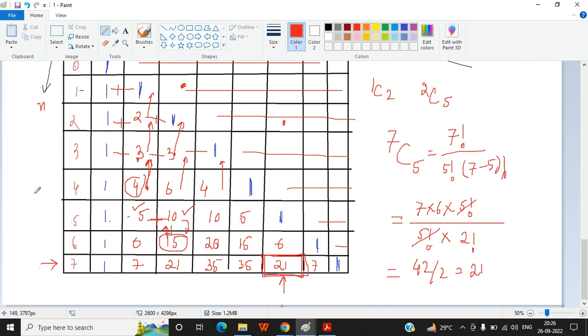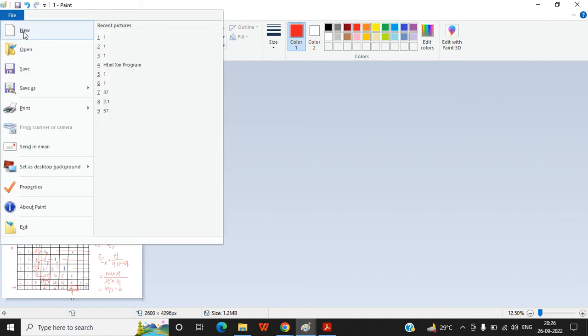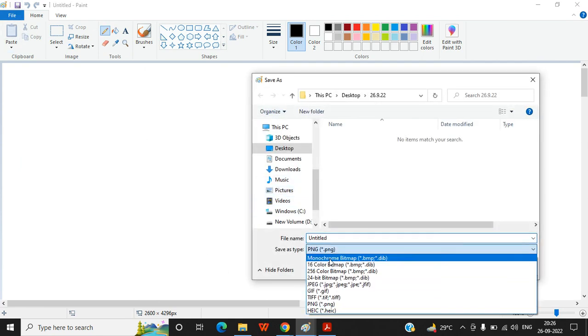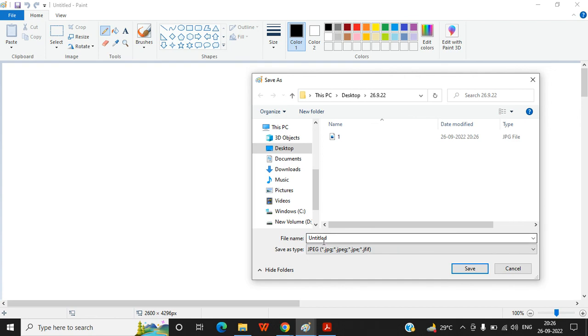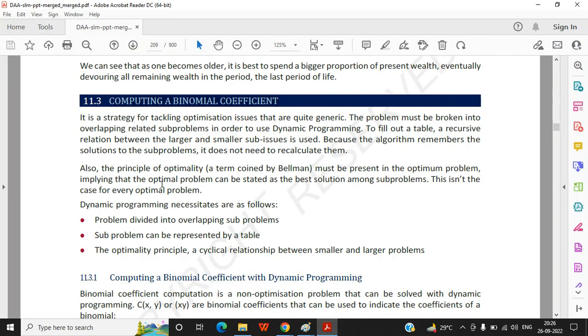Also, the chances of the binomial coefficient coming are very good for a 5 marks question. Okay, so coming to the next one quickly. What is the next one?